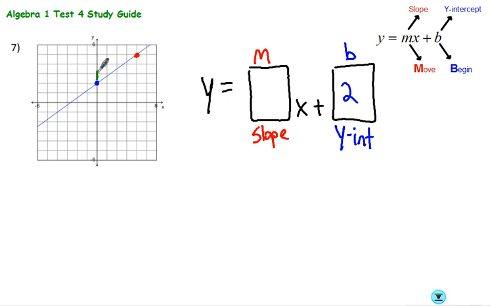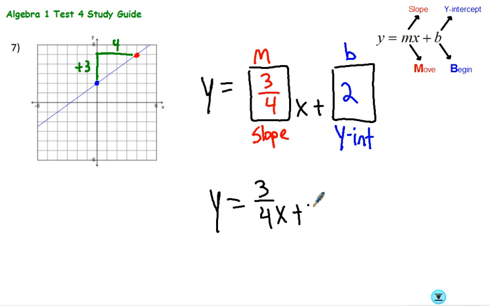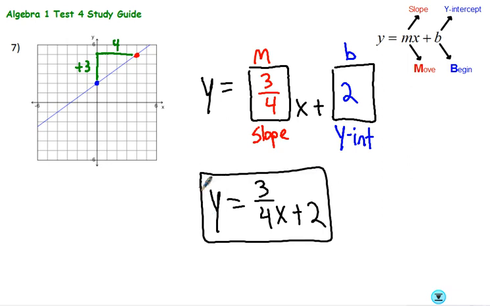So let's see how many we have to go up and how many we have to go over. Looks like we have to go up 1, 2, 3. So that would be up 3. And then 1, 2, 3, 4 to the right. So that would be a +3/4. And then we'll just clean it up: y equals 3/4 x plus 2. All right, so you should be feeling pretty good about that. Go ahead and pause now and try number 7 on the right side.